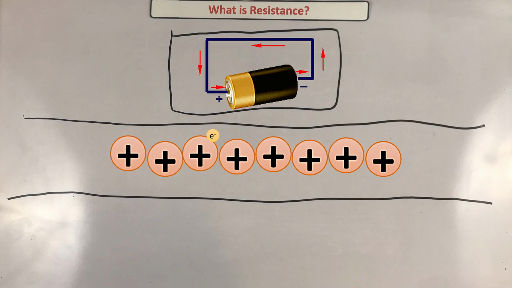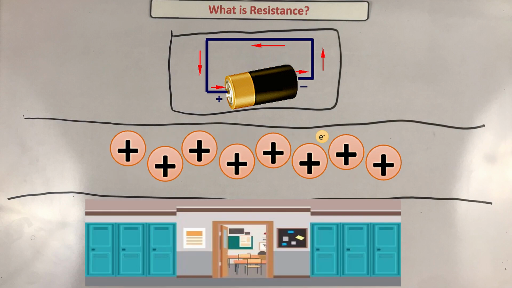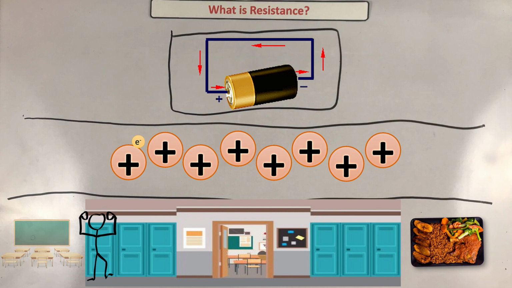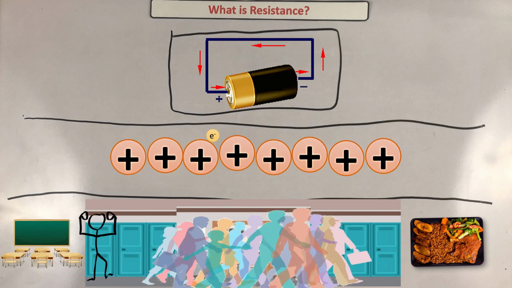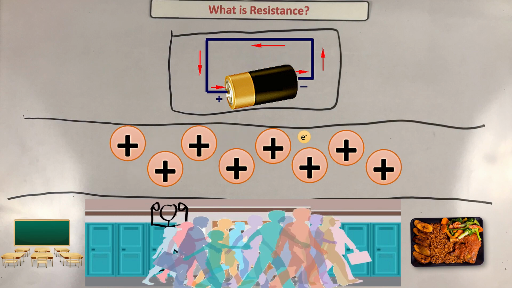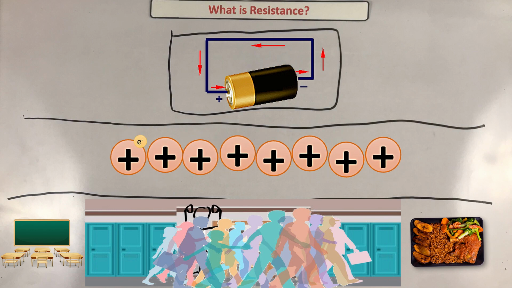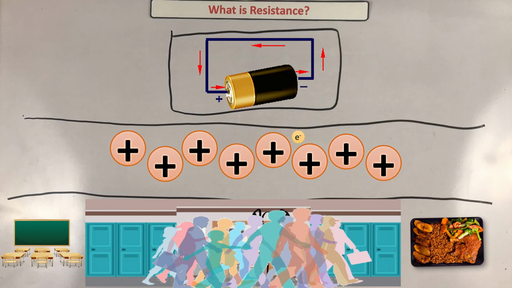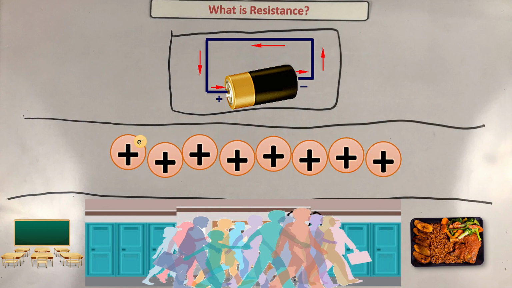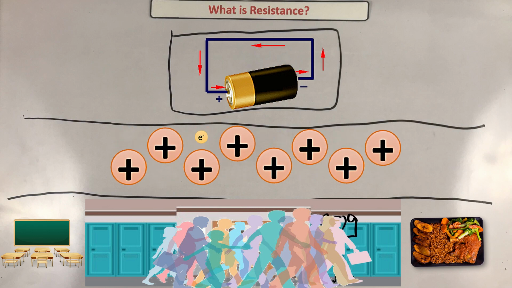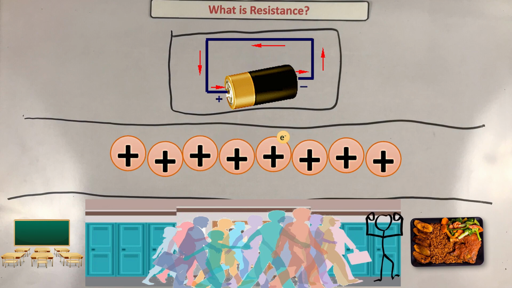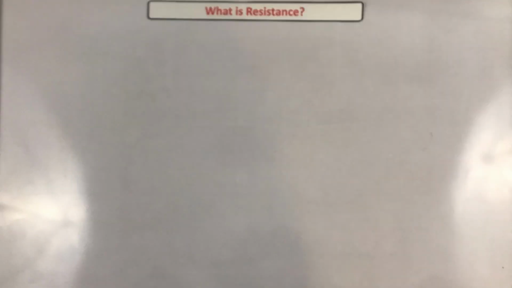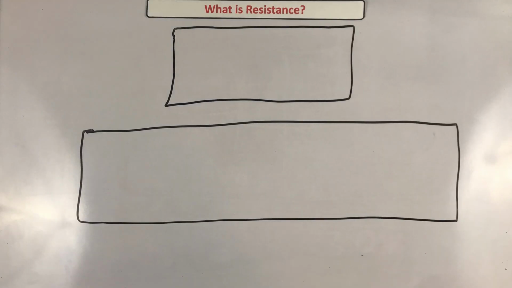This is like when you're trying to get to lunch from your classroom and you have to go through a crowded corridor. You bump into other students and that slows you down. And if you were an electron, the slower you move, the lower your current. Because remember, current is the amount of electrons flowing past a point per second. There are several things that can affect the electrical resistance of a wire.